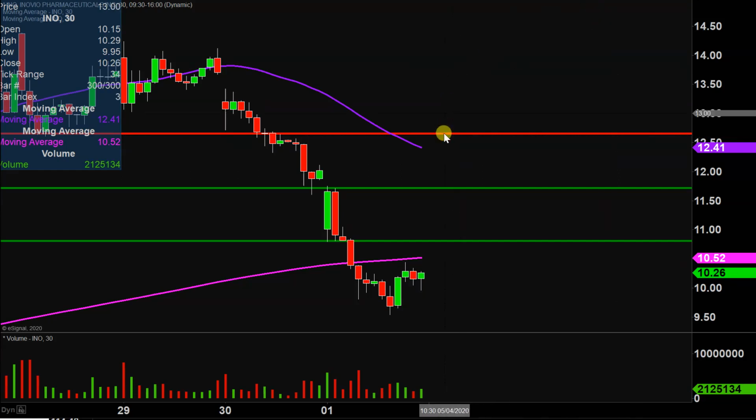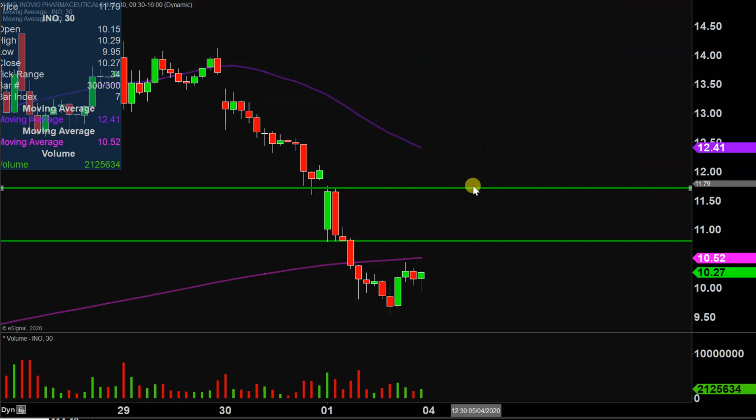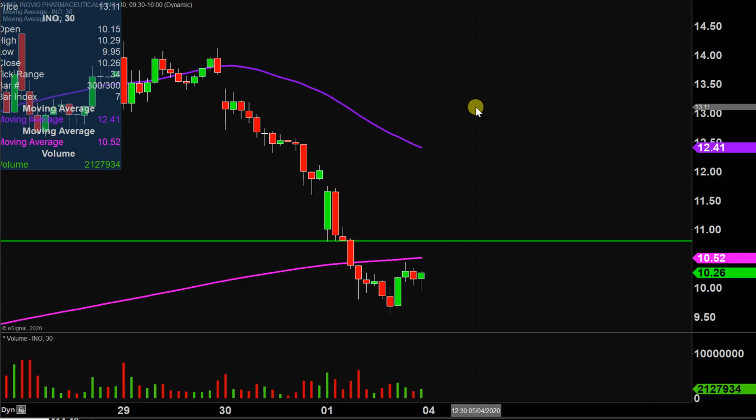First thing I'm going to do, though, is a little housecleaning here and just get rid of these lines. Sure, these levels pertain to the chart. They're just not relevant right now. And from a presentation standpoint, I don't want to risk causing clutter and confusion because there's lines everywhere you look. So let's try to keep this as clean as possible.